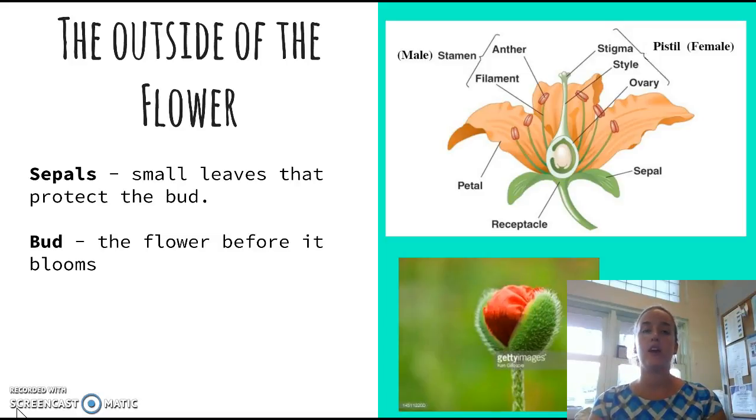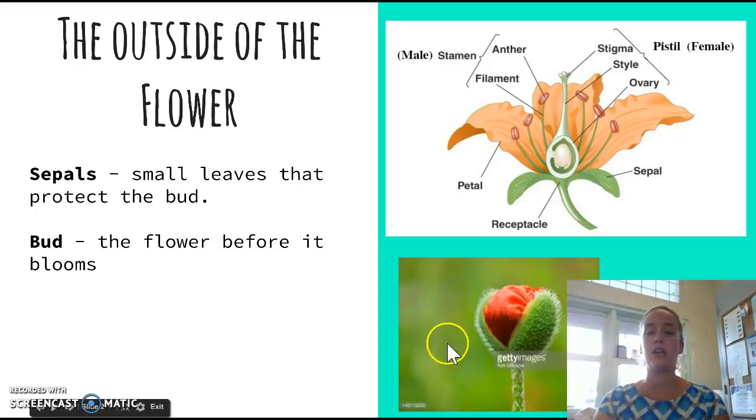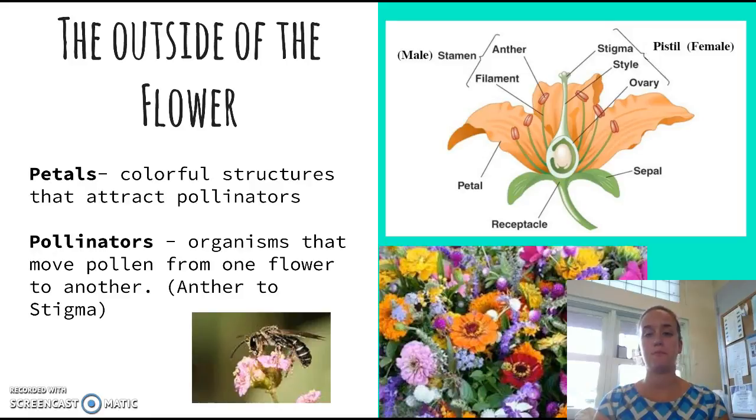The outside of the flower has two parts. The first part is the sepal, which are the small leaves that protect the bud of the flower. So you can see those sepals right here on this flower that is budding, the small leaves, and then the flower coming out of the middle. The bud is the flower before it blooms. So it's the baby flower.